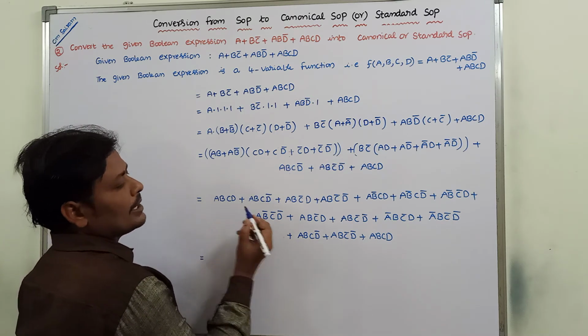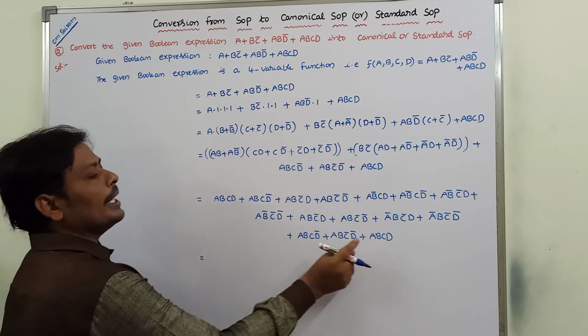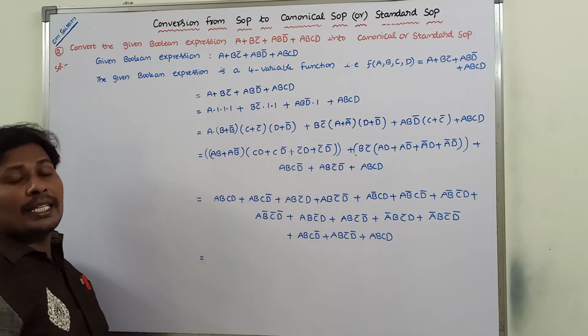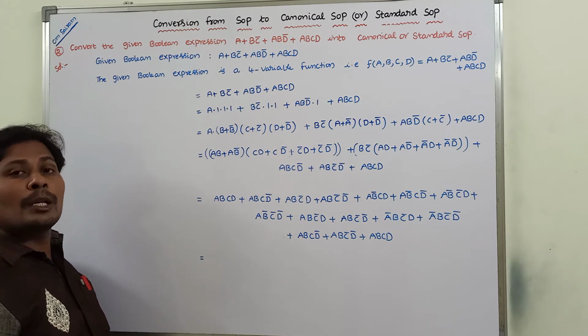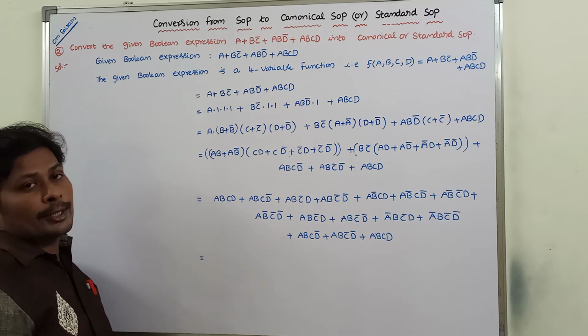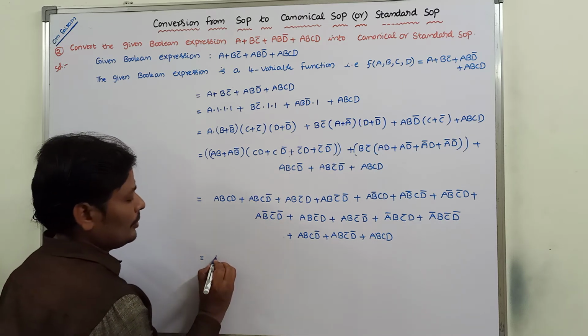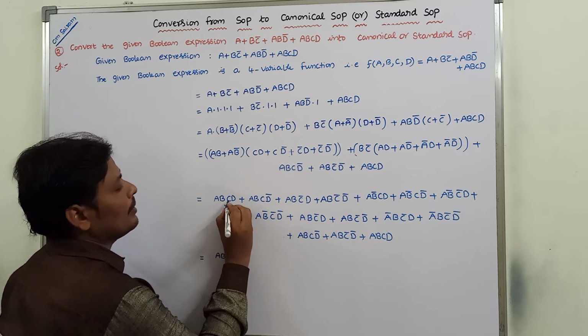Here ABCD is there. Here ABCD is there. We can write only once because ABCD is a redundant term. If any redundant term is there, one time we are writing, another time that is dropping. Okay. So ABCD, it is completed.